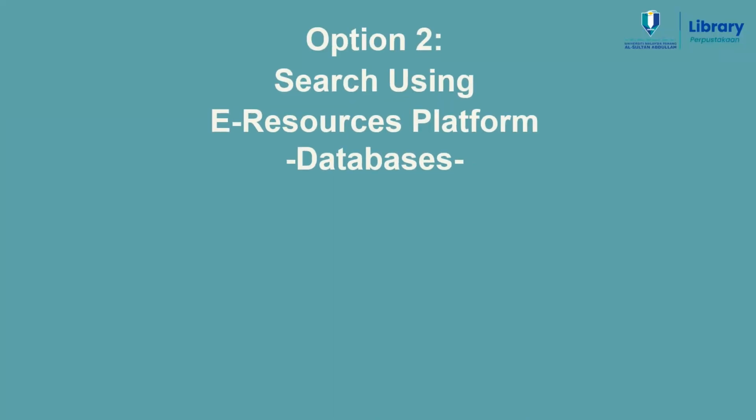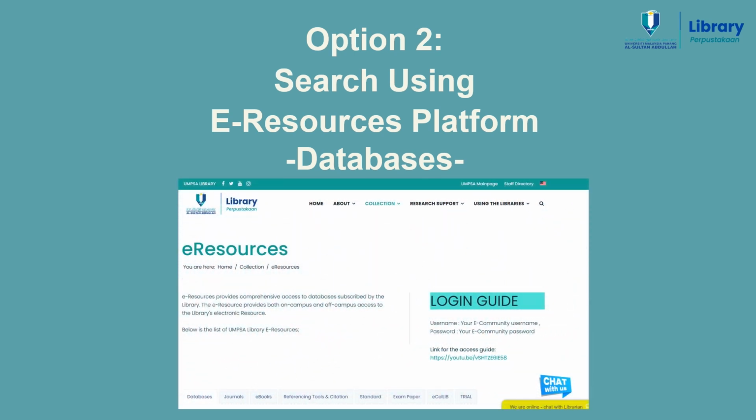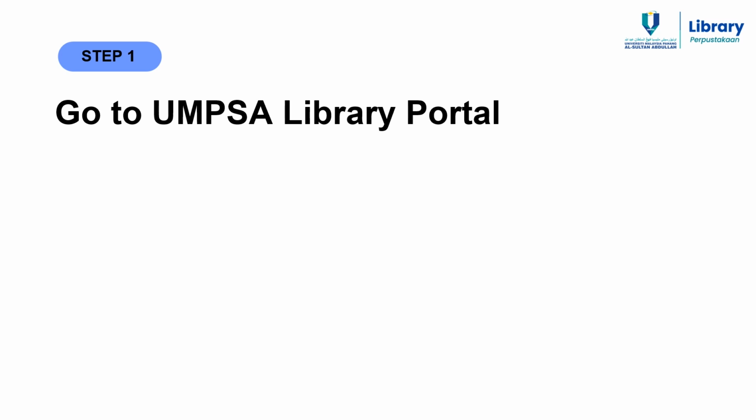Now, let's take a look at Option 2, searching using the eResources platform, specifically through databases. The key here is to understand how to navigate these platforms effectively, so you can find the most pertinent information quickly. To access the library resources and services, the first step is to go to the UMPSA library portal.